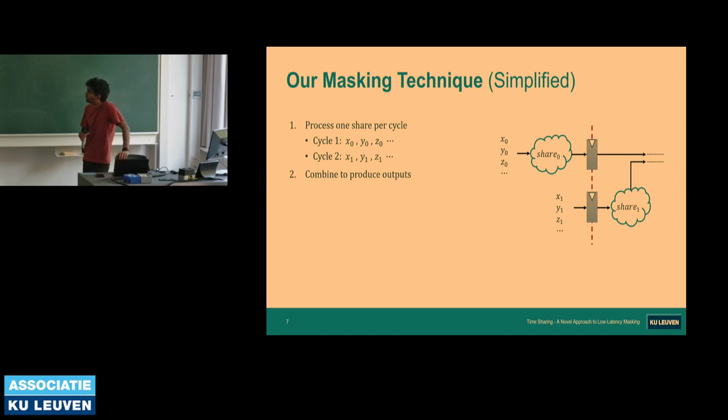I'll just explain our masking technique in a very simplified way. It's of course more complicated than this, but the idea is to process shares in different cycles. So in the first cycle, I process one share of all the inputs, which is with the subscript 0, and then I do something with them, and then I mask them, and then I store them in registers. And then in the second cycle, I process share one of all the inputs, and then I somehow securely combine them to produce the outputs.